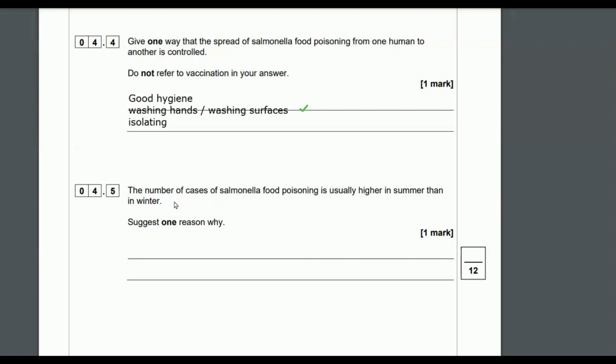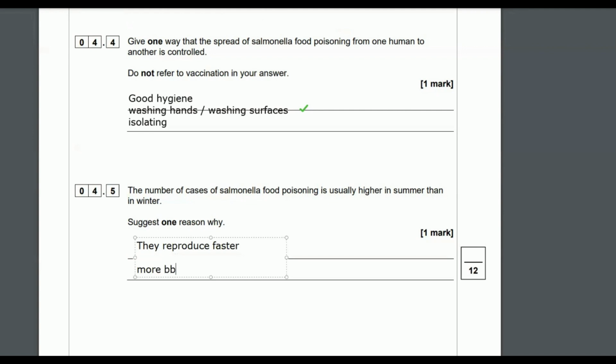Good hygiene. The number of cases of salmonella is usually higher in the summer than in the winter. Suggest why. Well, in the summer, microorganisms have more kinetic energy for their enzymes to work, which means that all living things reproduce faster and better in the summer. So we're going to say they reproduce faster.